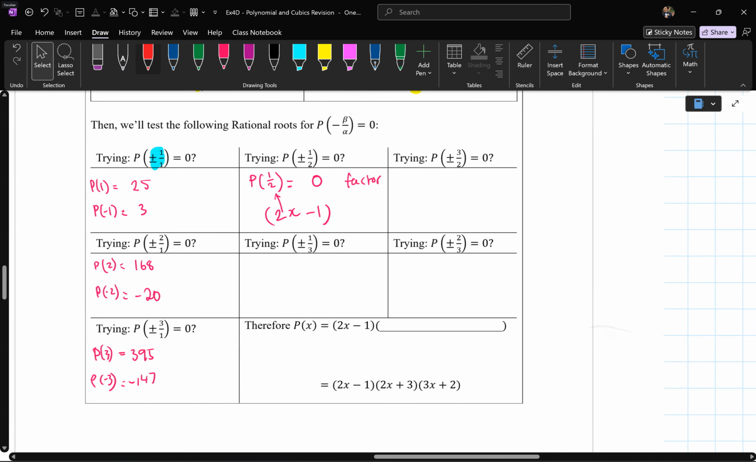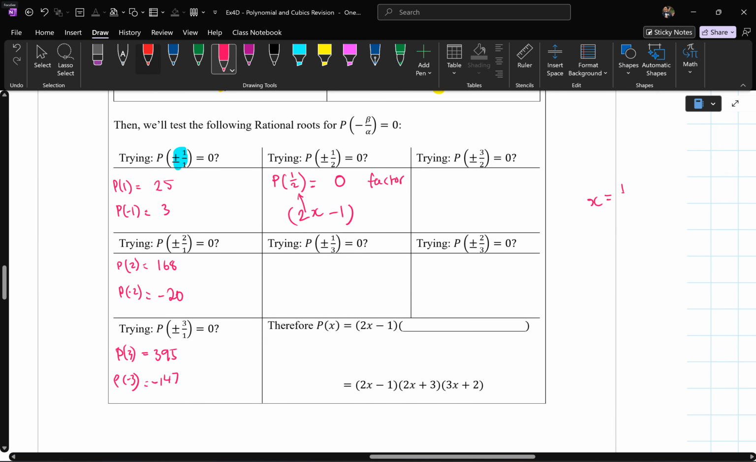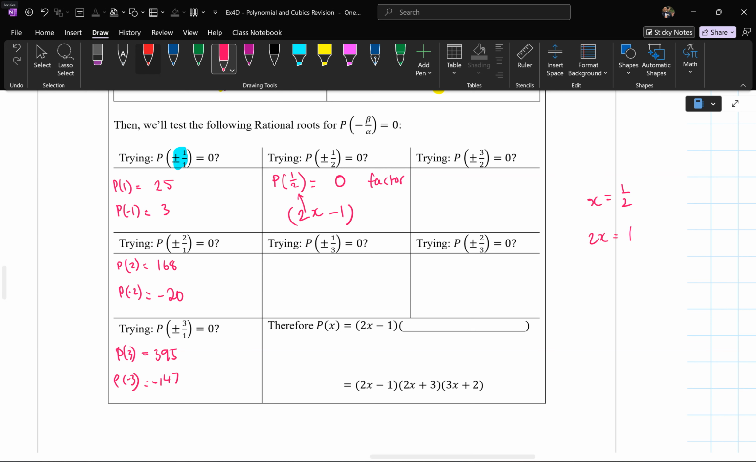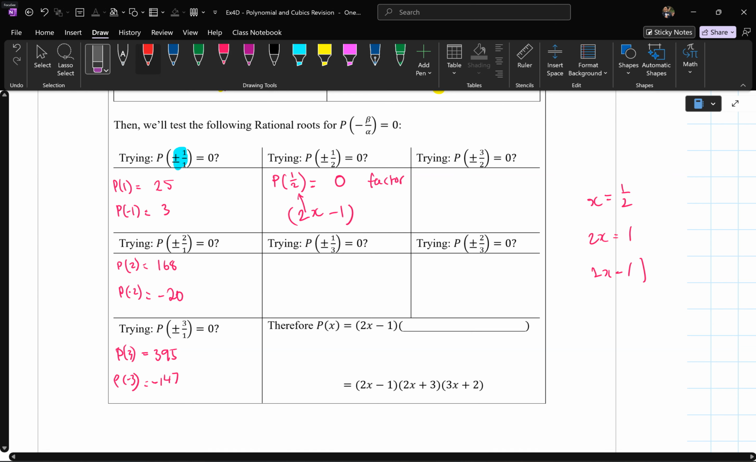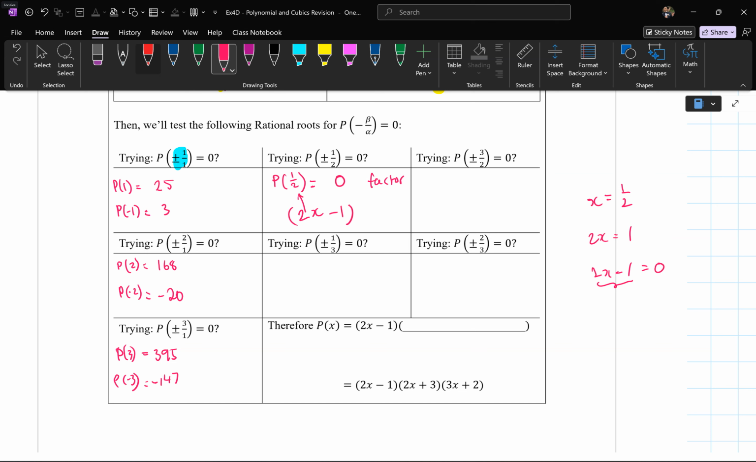If you're wondering how I got the 2x minus 1, you're saying x equals half, so if you times both sides by 2, you get 2x equals 1, minus 1 on both sides, and that is how I knew the factor to be 2x minus 1. It's kind of like the reverse of null factor law. If it was a factor, you would solve it for x, and you get x equals half. So I'm just going backwards from null factor law. So that gives me one factor.